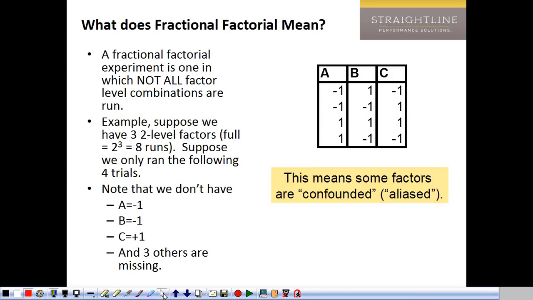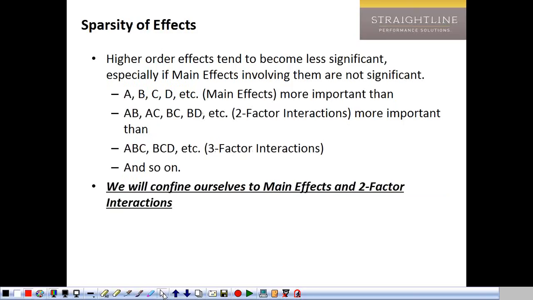Let me show you how it works. Now, one of the things that kind of stinks is that there's something called confounding. Confounding simply means that when we cut out our ability to estimate some of the higher-order interactions, we lose the ability to determine whether it's actually a main effect or a higher-order interaction. It could be either, and so we're going to assume it's the main effect rather than saying it's the three-factor interaction or something like that. That's called confounding.